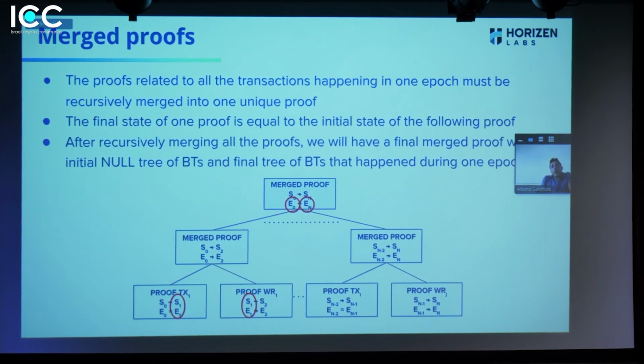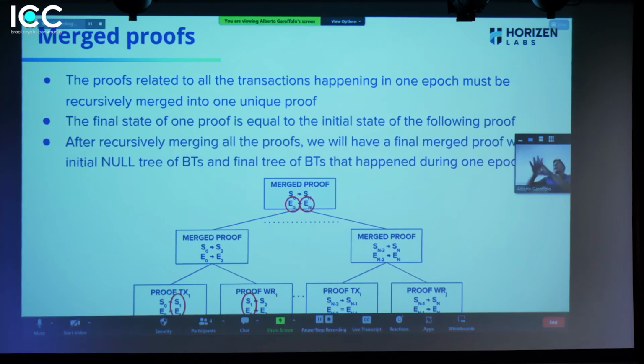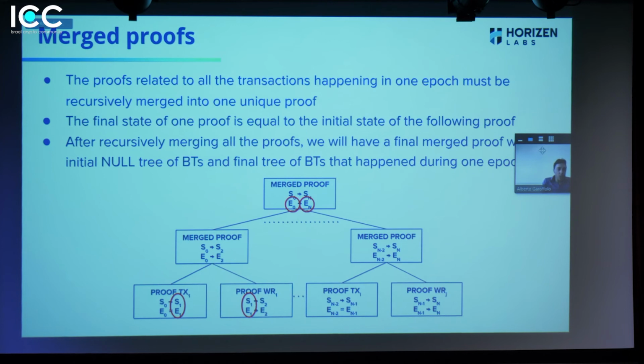In such a way, you end up with a unique proof that is telling you that there was a set of valid transactions and withdrawal requests that transition the state from S0 to SN, and also that transition the state of the backward transfers from E0, you remember the null tree, to EN, that is another tree of backward transfers that reflects what happened in the withdrawal epoch in the sidechain. So now we have a unique proof that tells us what were the backward transfers in this withdrawal epoch.